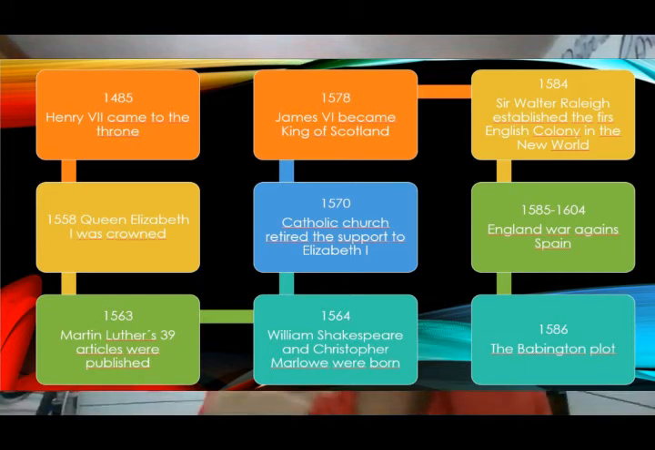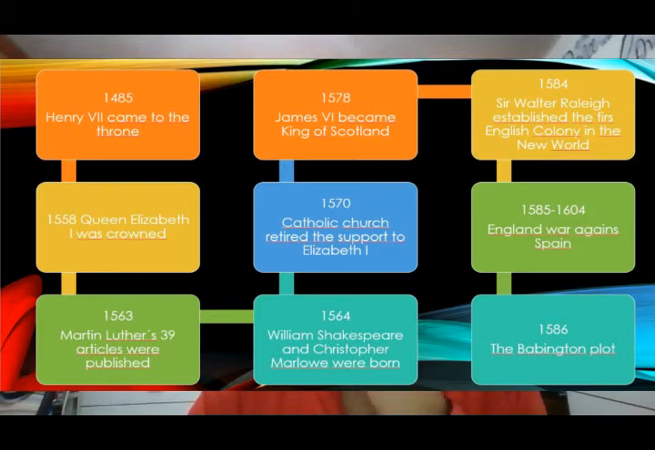Okay. And this is important because it's the period when the Reformation started, when the religion was divided into Catholics and Protestants. And it was in that period that England started to be Protestant. In 1564, William Shakespeare and Christopher Marlowe were born. Those were two of the most important writers in England. I'm going to talk about them later.